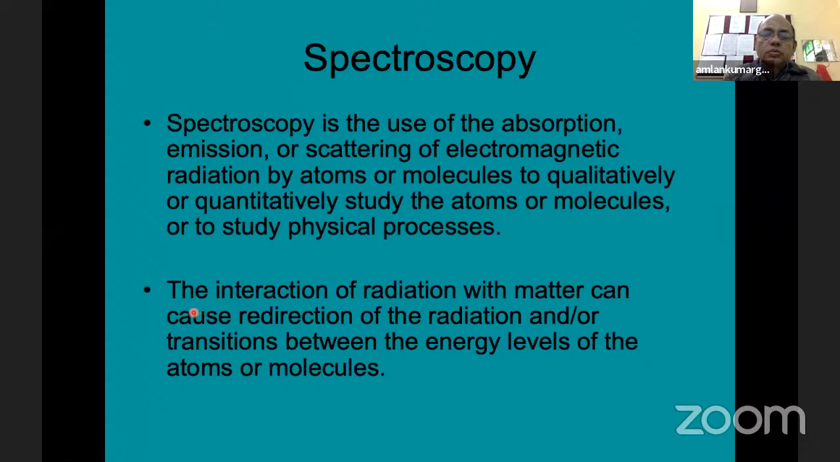Now, when radiation interacts with matter, many things could happen. It could cause redirection of the radiation. It coming here, it goes this way. Or it could cause a transition between the energy levels of atoms and molecules. It's at a given energy level, takes up energy, goes to a higher energy level.